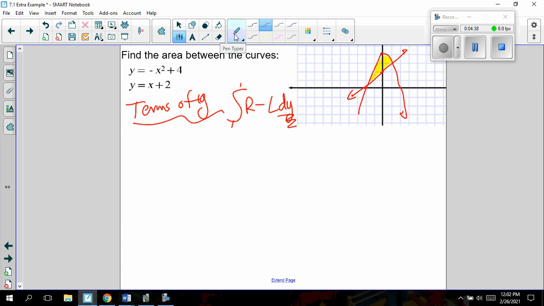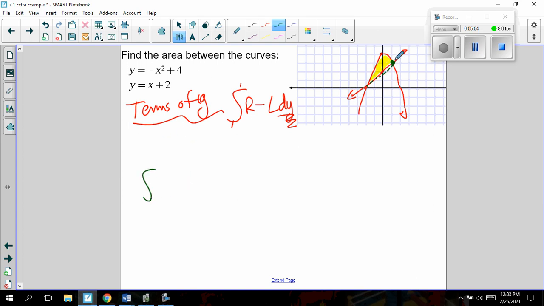So when I look at my picture and I start analyzing, starting from top or bottom doesn't really matter. I'll start from the bottom, and I'm like, okay, here's my left side of my shape, and then I notice that this line stops being the left side of my shape. I've got something else, which means I'm going to have multiple integrals to evaluate this in terms of y.